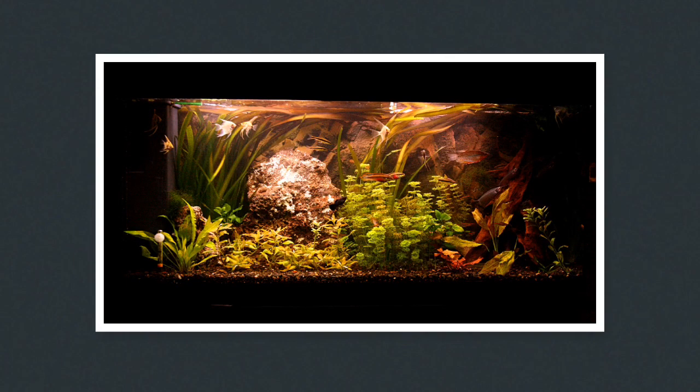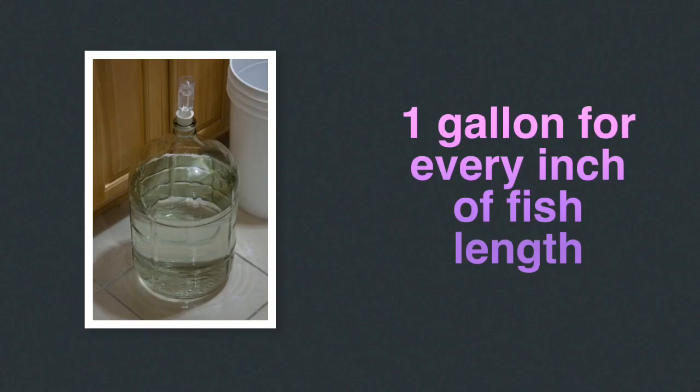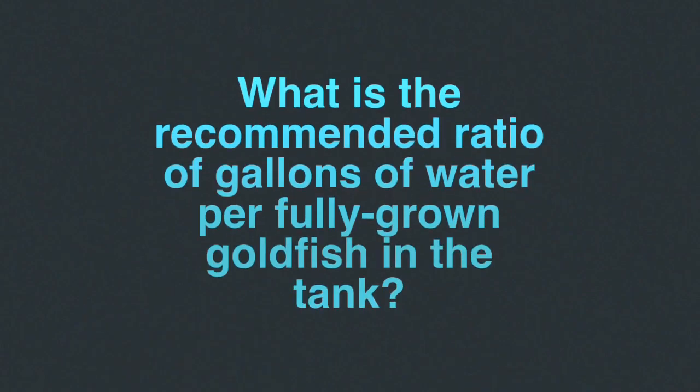So James wants to have an aquarium of goldfish. He learns that fully grown goldfish are about 12 inches. And that for every 1 inch of goldfish in an aquarium, you need to have 1 gallon of water. So then what's the ratio of recommended gallons of water per fully grown goldfish in a tank?